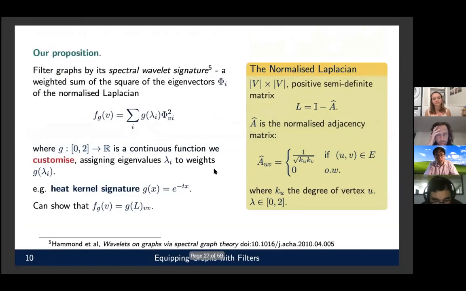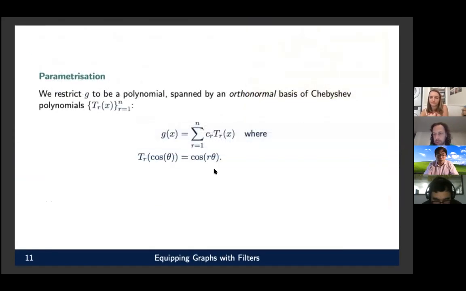Because you could show that if you treat your G as a matrix function, you could just hit it and then hit on L, your Laplacian, and then just take the diagonal entries of that, and that is your spectral wavelet signature that you could assign to your vertices.